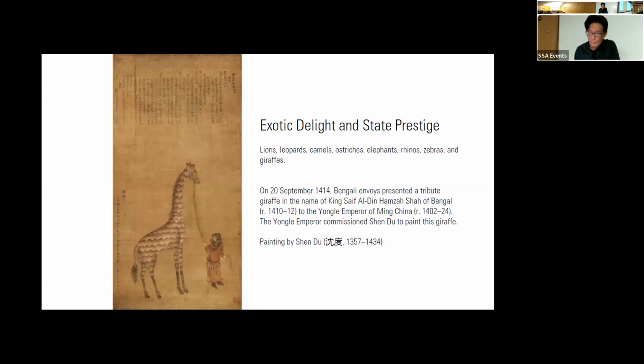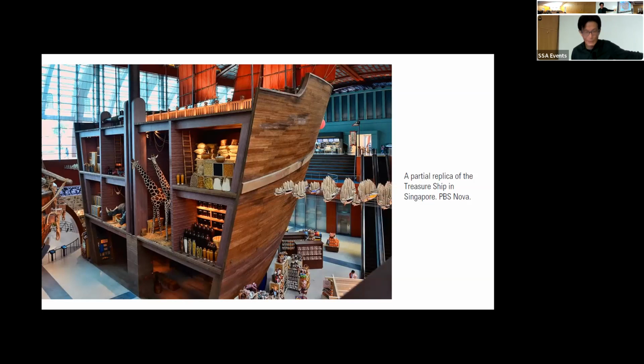And there are some interesting moments of bringing exotic animals to China. There's a painting of a giraffe that was presented to the Chinese state for the first time. And in Singapore, they have a huge full-size mock-up of the model of the ship that has a giraffe in it, but also a rhinoceros. So these are the kinds of animals that were brought to China as well.